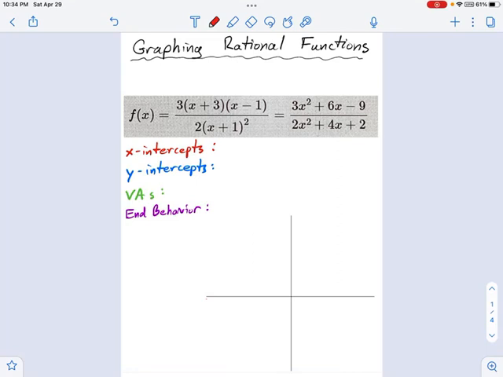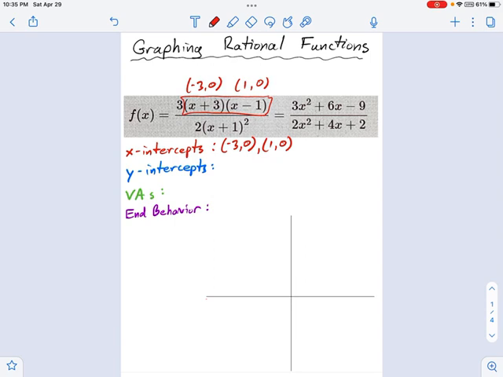Let's start off graphing this rational function the same as we would with anything else. We're going to look at the x-intercepts first. You don't have to do it in this order, but I think it's helpful. So x-intercepts come from factors on the top, and if you look at these, you can see that this one is -3, 0. This one over here is 1, 0, right? We're setting each of those factors equal to 0 and solving. So those are our x-intercepts, -3, 0, and 1, 0.